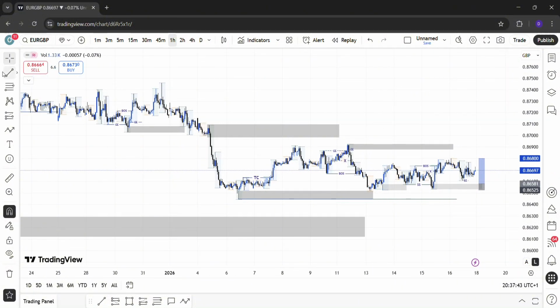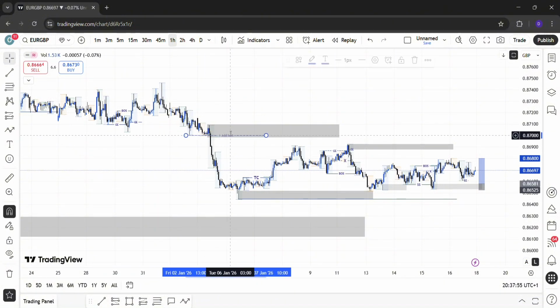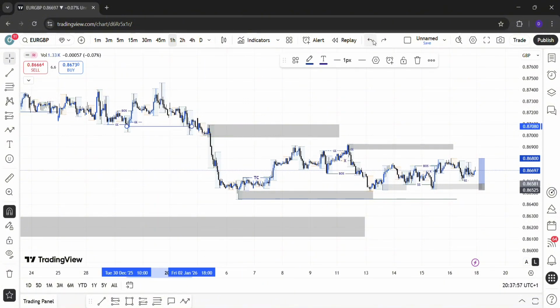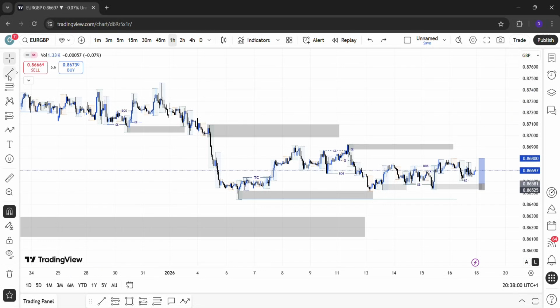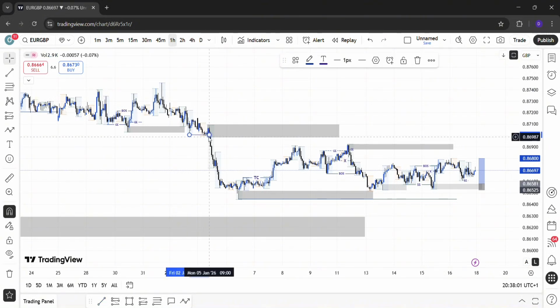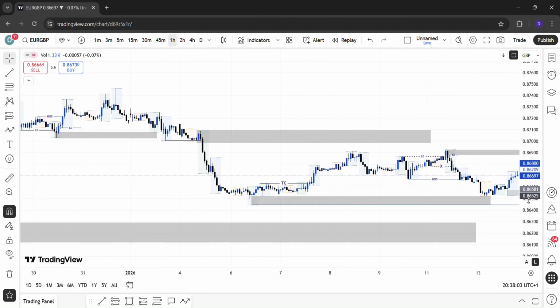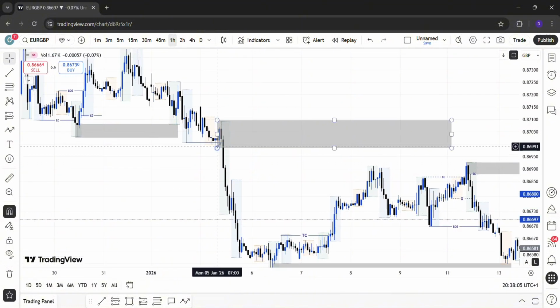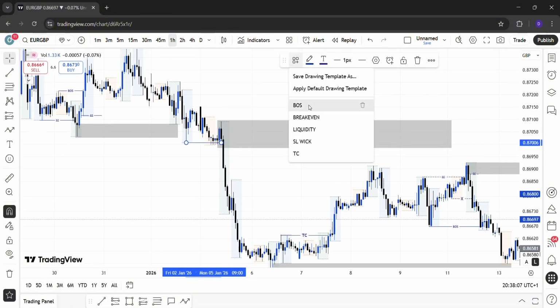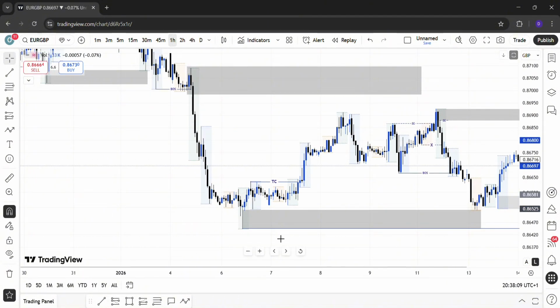So I'm just going to map out this break of structure so you guys can see. So this is the break of structure that price gave. This might not break actually. We'll just take it back. So this was the break of structure we had here. So this was the break of structure, the last break of structure price gave, right? And after every break of structure, we expect to see what?